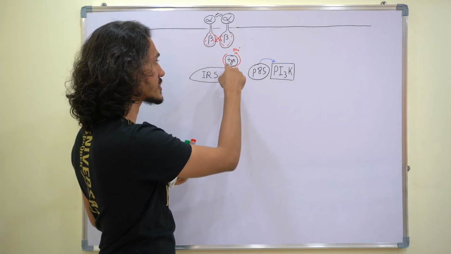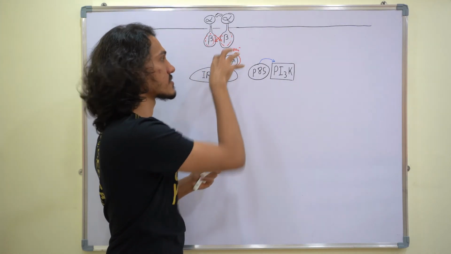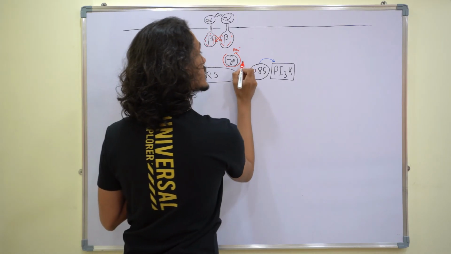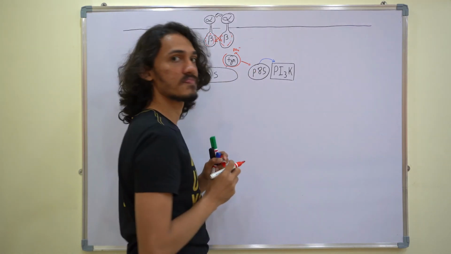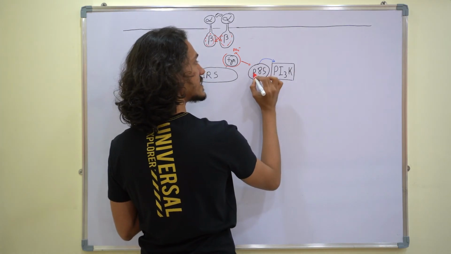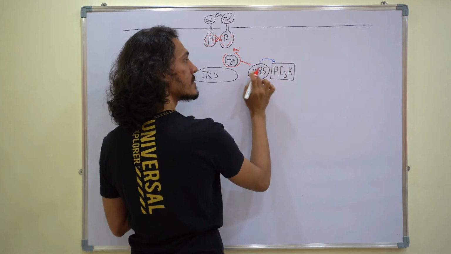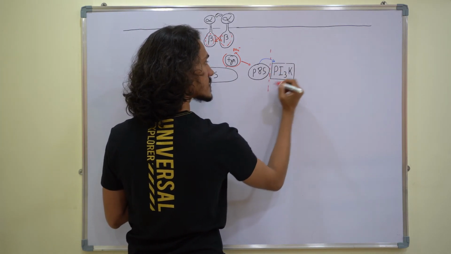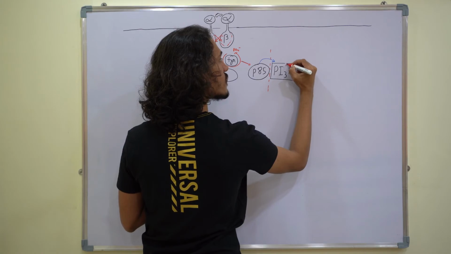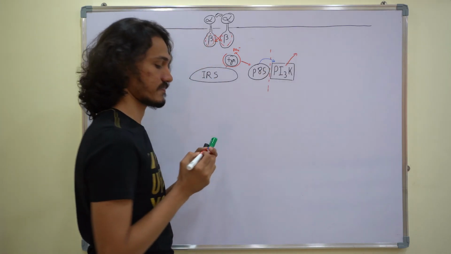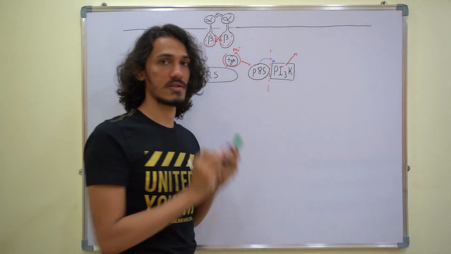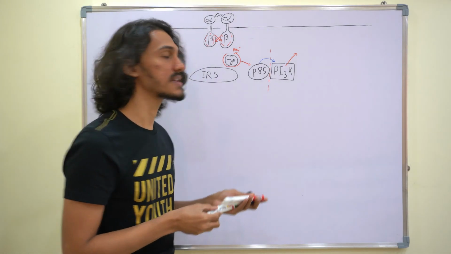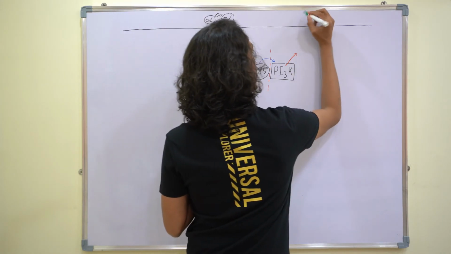So phosphorylation of your IRS, the tyrosine residue there, is now going to free this. The inhibition of PI3K by P85 is no longer there. So that gets freed, and your PI3K is now free to act on something. What does it act on? When we look at the membrane, your membrane has things like PIP2.